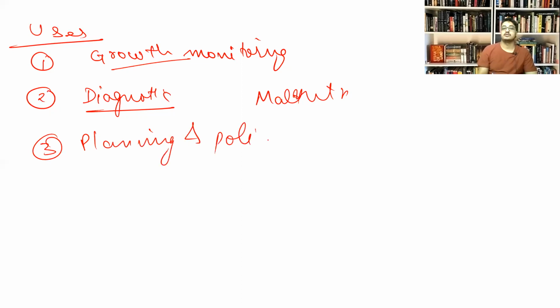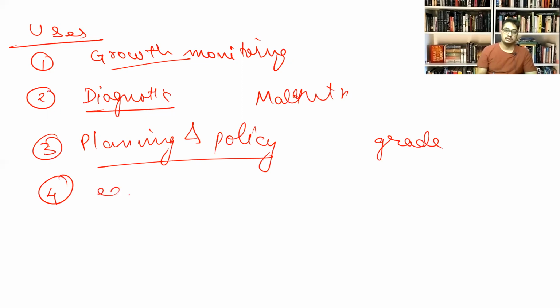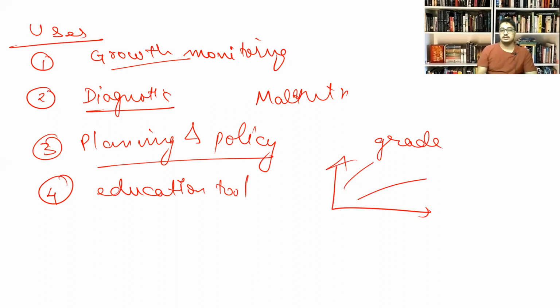A large number of growth charts can be used in order to grade the level of malnutrition in a particular community and area. So accordingly, plans and policies can be formulated. Fourth is educational tool. It can be used as an educational tool because it is visual in character, and you can teach the mother that, see, this is the road to health, and you have to keep the weight of the child between these 2 lines only. So this is the utility of a growth chart.